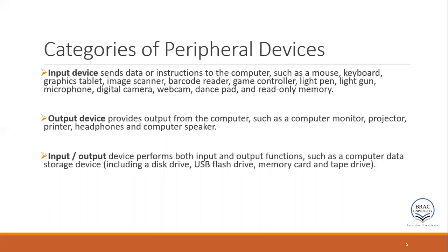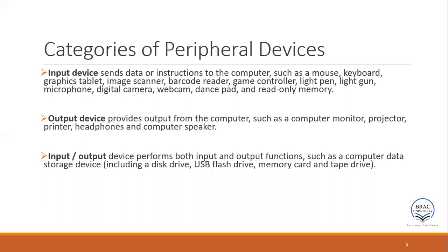Output device: it gives output from the computer to the outside world, to outside devices and users, such as computer monitor, projector, printer, headphones, and computer speaker. I have previously mentioned that without a monitor, the CPU can't show or display what user tasks are being performed. Headphones and computer speakers give audio or speech output to the users.